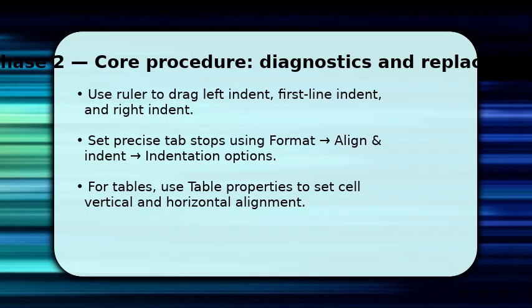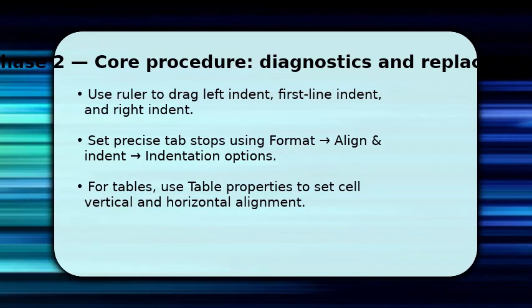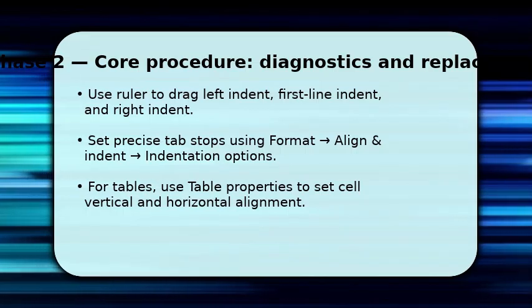You can also open Format, then Align and indent, then Indentation options to enter exact values like 0.5 or 1 cm for consistency. For precise spacing inside lists or columns, set tab stops rather than inserting spaces because tabs hold position across edits.